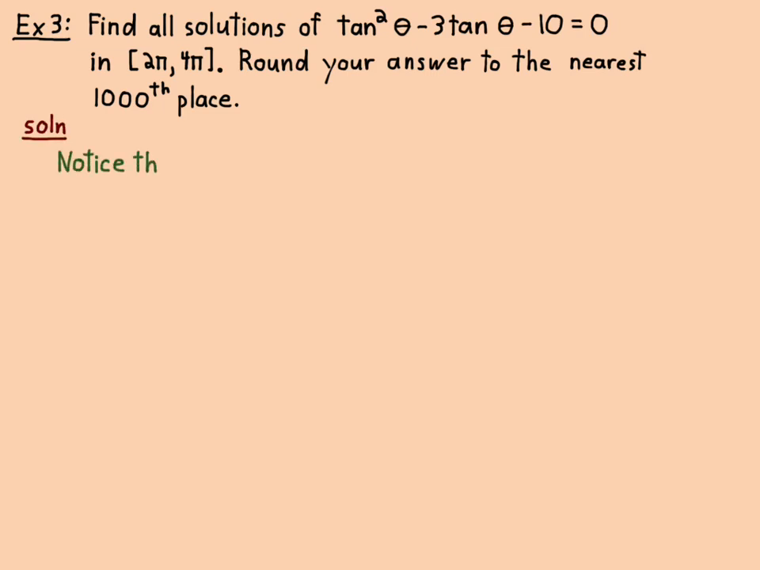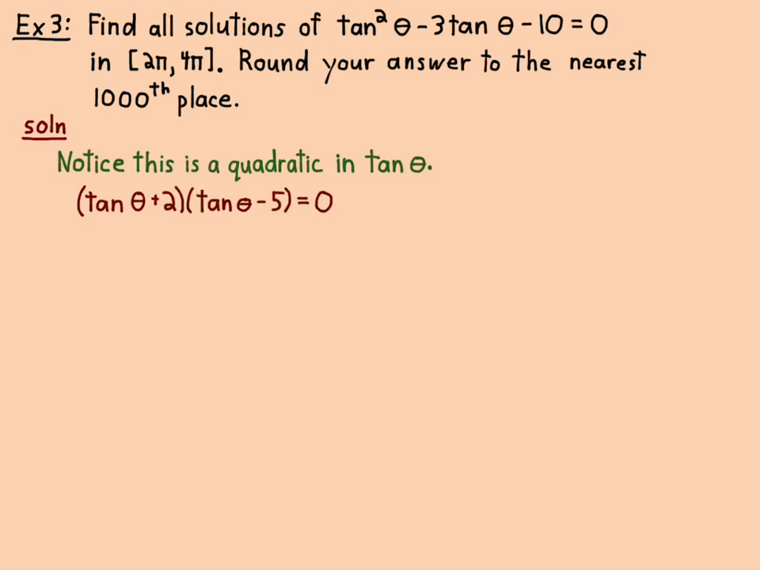So, solution. Notice that this is a quadratic in tangent theta, so I can factor it like a quadratic. When I do, I get tangent theta plus 2 times tangent theta minus 5 equals 0. This breaks up into two equations, kind of like what we had before: tangent theta equals negative 2 and tangent theta equals 5. Now I need to solve for the thetas.